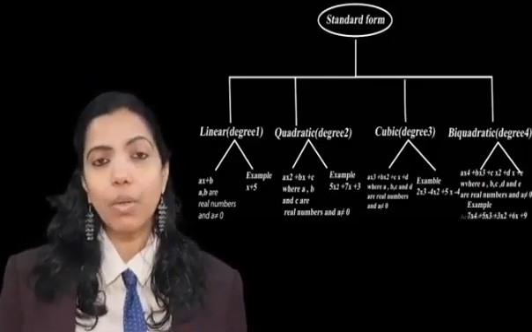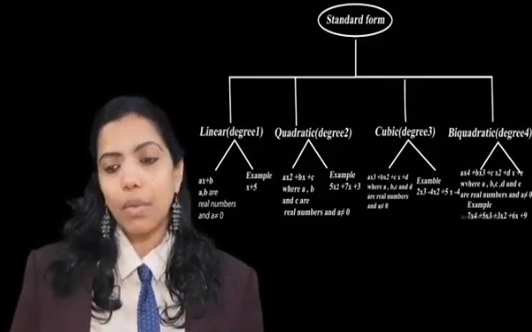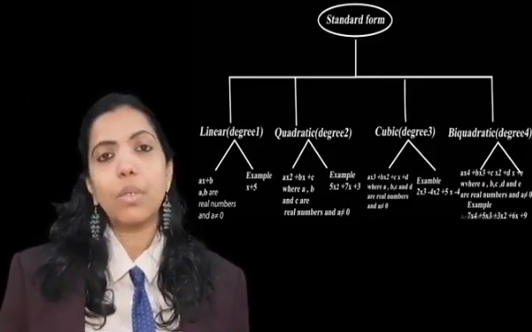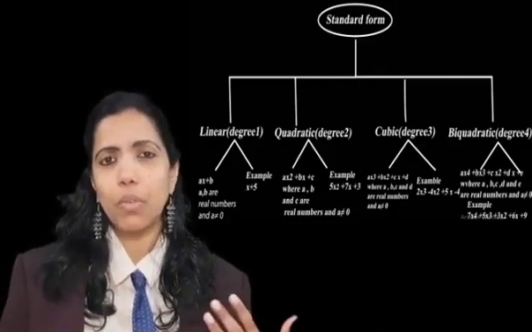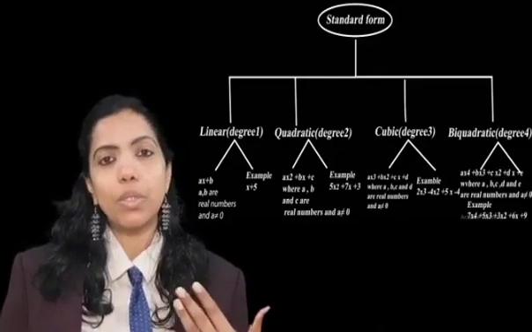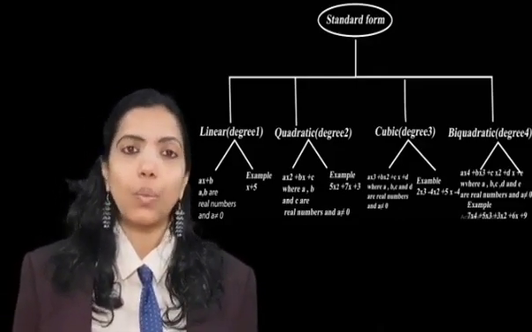We can create our own examples for that. The only thing we should remember is that the exponent of the leading term's variable should be 4 if it is biquadratic, 3 if it is cubic, 2 if it is quadratic, and for the linear, of course, the degree is 1.